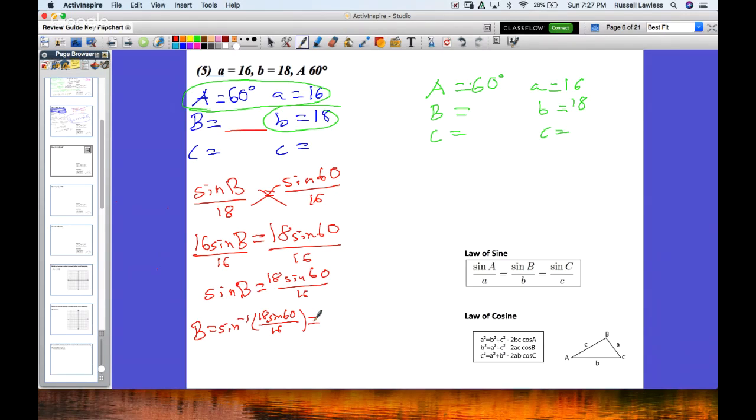But again, for 76.9, we don't really want decimals for angles. We're going to just take the whole number of 77 degrees. And so what we're going to do is take that 77 and subtract it from 180. So 180 minus 77 is going to give us 103. Now to check and see if this triangle is going to work, we're going to do 103 plus 60, and this is going to be 163. 163 is less than 180, so that means there is a second triangle.